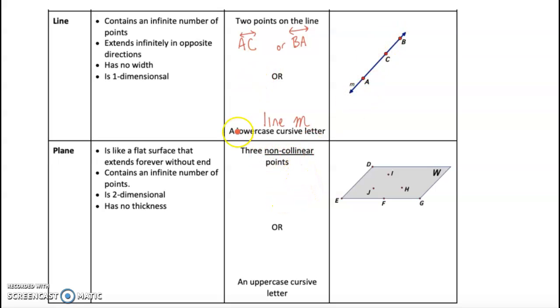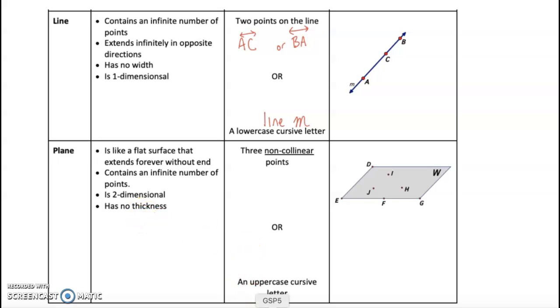All right, next is a plane. Now a plane is kind of an extension of a line. In this case, a plane is like a big flat surface that extends forever in 2 directions without end. It contains an infinite number of points and is 2-dimensional, and it has no thickness.